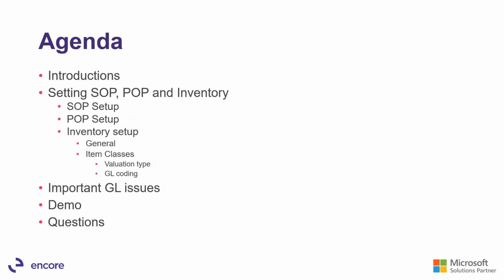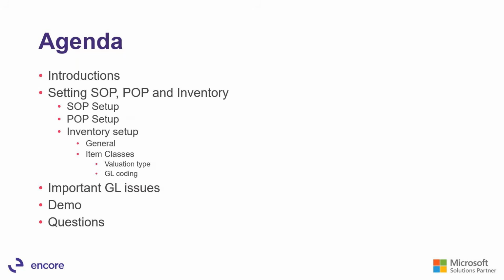Inside the inventory, there's kind of 3 areas that we want to talk about. The general one, just kind of overall general setup, followed by how we set up the item classes. And the item classes are important because of the valuation type and whether or not we revalue items at the time of receipt and payment in POP. And then how the GL coding works as we post our sales orders and our purchase orders.